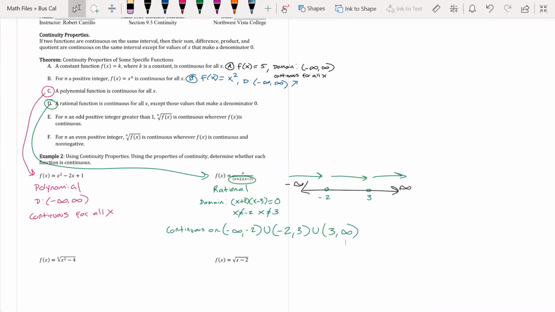But this is stuff we know already, right? The only calculus we're applying to this is the word continuous. That's it.